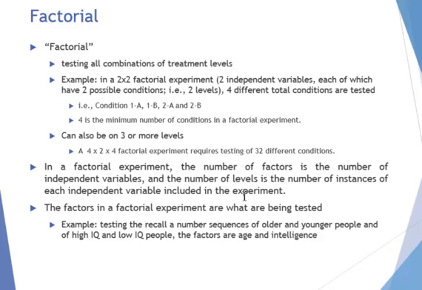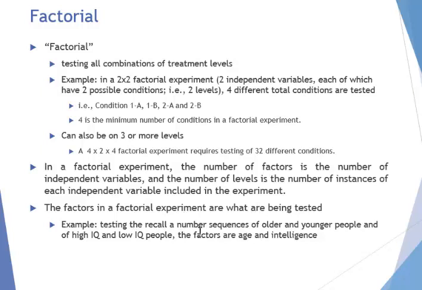In a factorial experiment, the number of factors is the number of independent variables, and the number of levels is the number of instances that each independent variable can include in this experiment. Well, the independent variable may be Advil, but how many different times do you have to test the Advil in terms of dosage? In terms of light room or dark room, how many different times do you have to test this particular independent variable? And the factors, of course, are what are being tested.